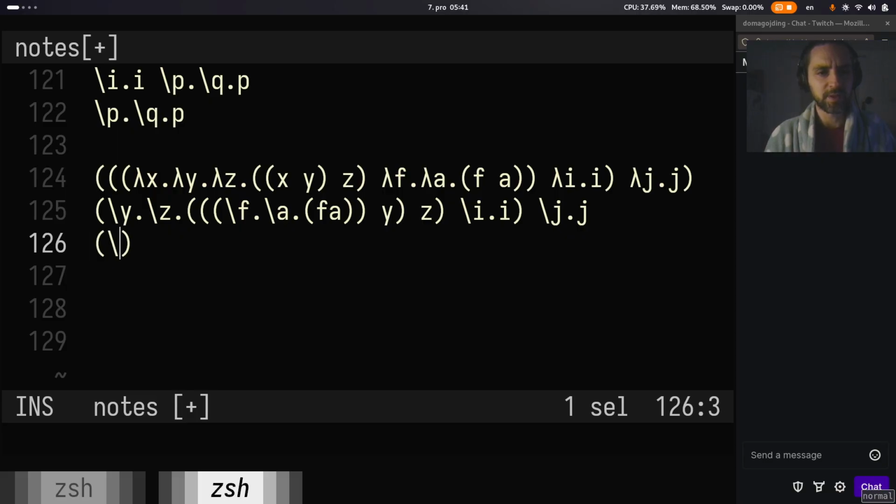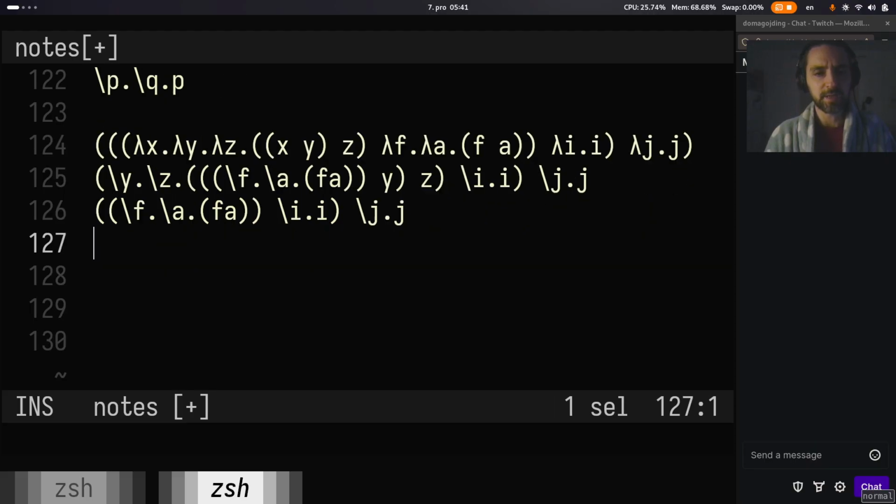Wait, we have one. Lambda f dot lambda a dot fa, right? And outside of that, we're going to have a y. And y, we said it's going to be what? Lambda a, lambda I dot I. And outside of that, we're going to have a z. And we said z is going to be what? It's going to be lambda j dot j.